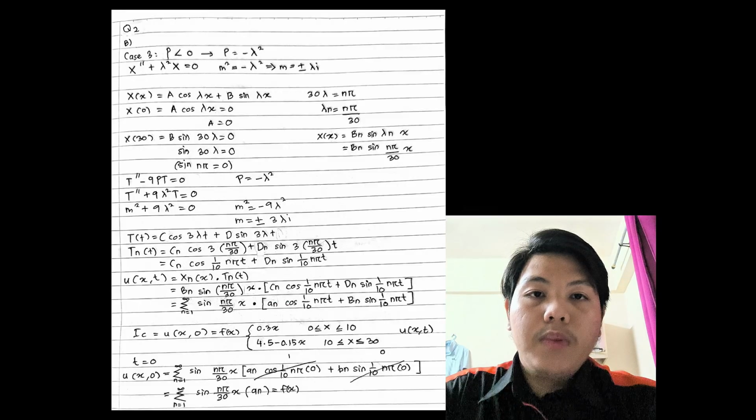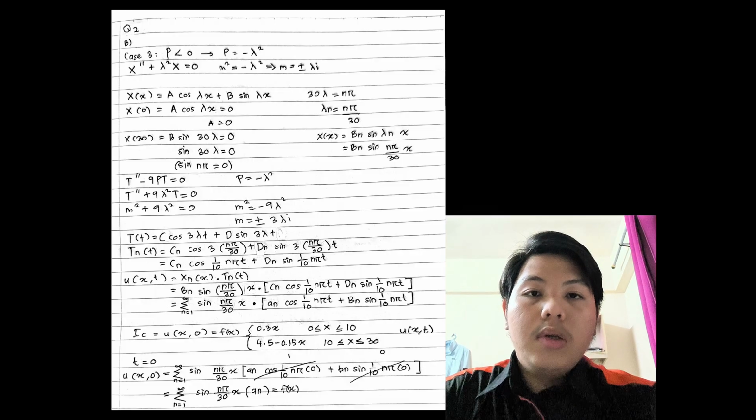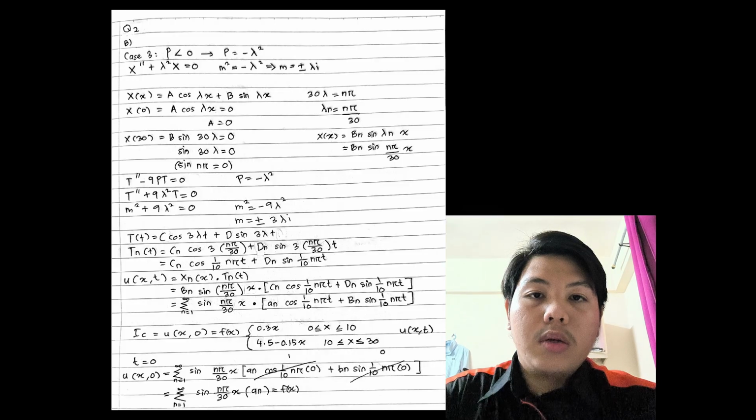I will continue question 2B, case 3. In case 3, we assume p is less than 0, so we write p = −λ². The spatial equation X'' − pX = 0 becomes X'' + λ²X = 0. This gives complex roots m = ±λi.